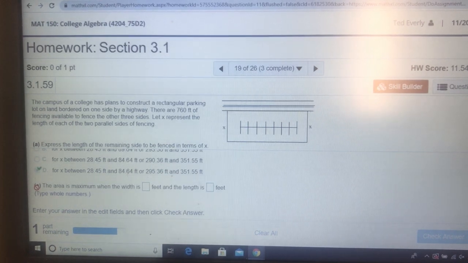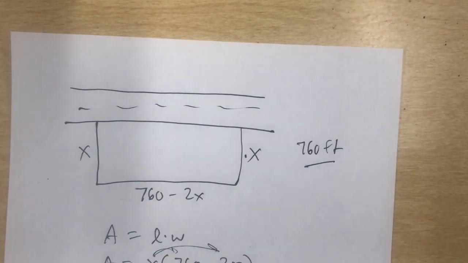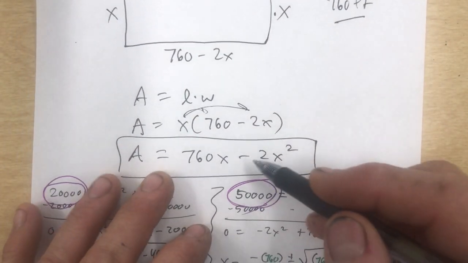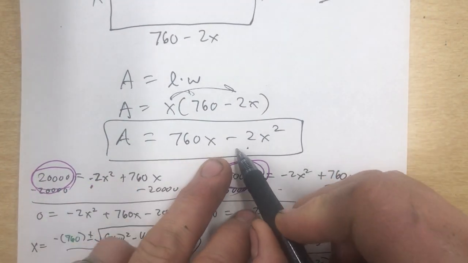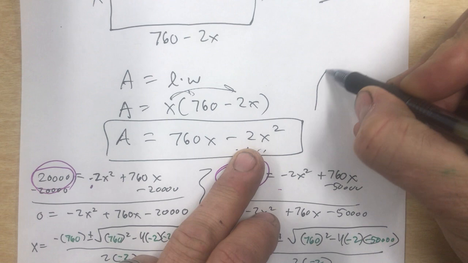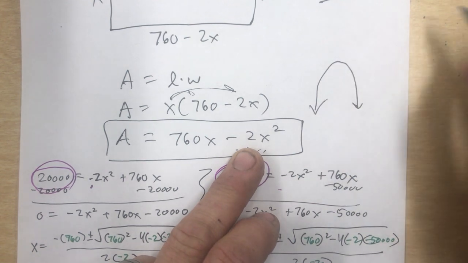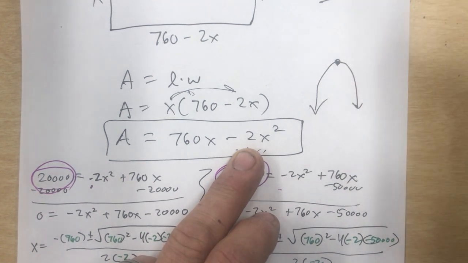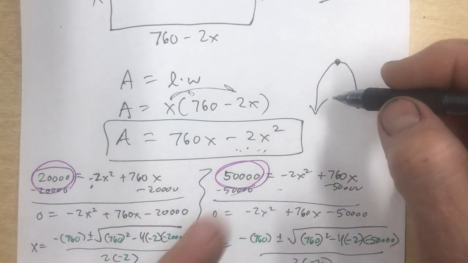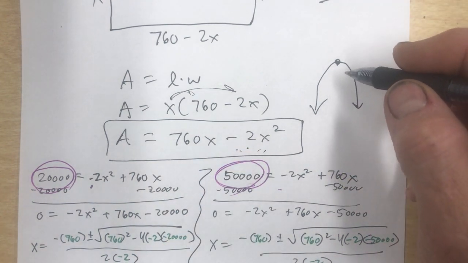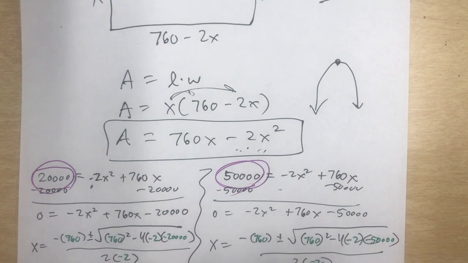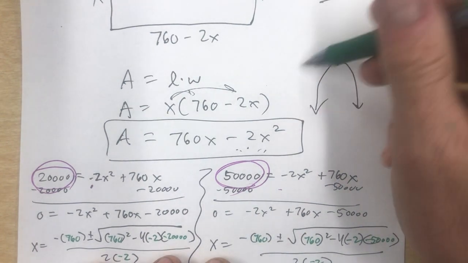All right, now, the area is maximum when the width is what and the length is what? Okay, let's go back to the thing here. When we do this area right here, see my formula? See how this is negative 2x squared? That means it's a parabola that's going down, and my vertex up here is the highest value. So for this problem, to figure out the maximum area, I want to figure out what the vertex is.